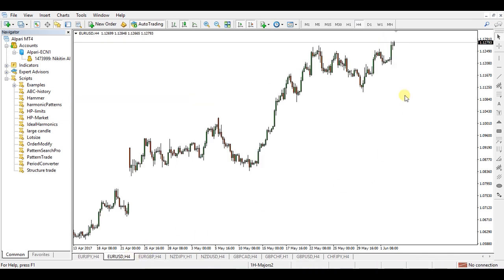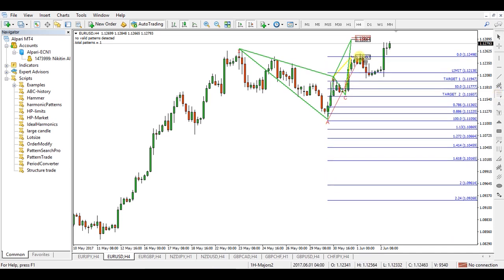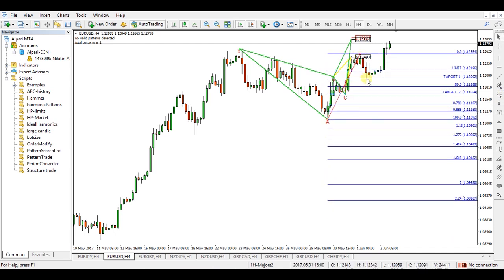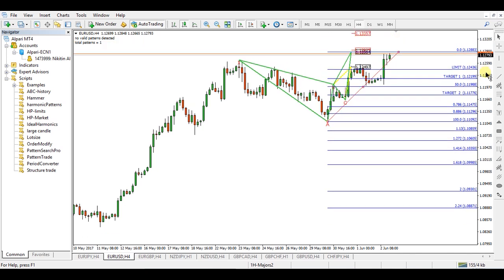Euro USD. Let me see what we have on Euro USD. X to A to B, B to C. We have a bet pattern. Let me see if we hit targets with that bet pattern. Oh, we've been very close. Maybe with your broker quotes it spiked through and you had that target 1 hit. And what do we have now? We are approaching that alternative bet completion.